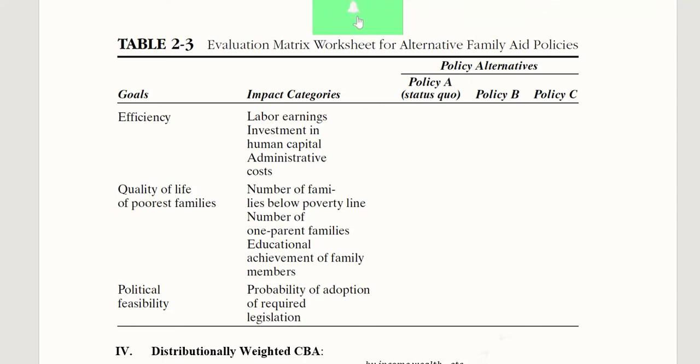And then we have political feasibility. Definitely, if a new policy is to be introduced, and if there is no precedent, then its legislation is required. And the probability of the adoption of the required legislation is something we should try to include, because it is not sure that the new policy and its legislation will be approved.